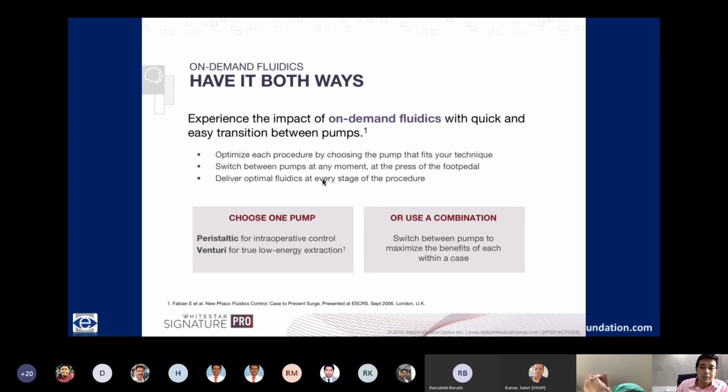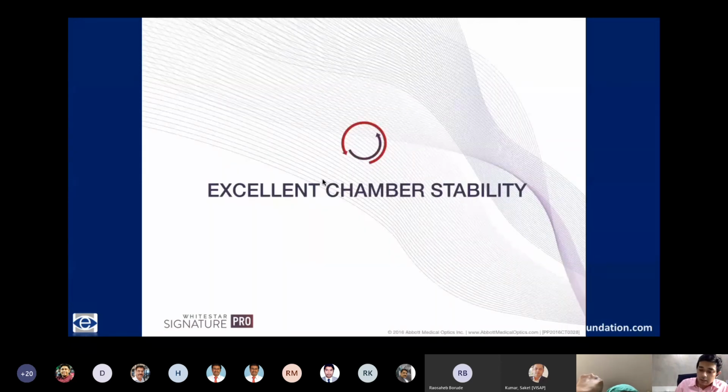I've only recently started using Venturi even for quadrant removal. Earlier, I was just using it for epinucleus and cortex and visco washes. But nowadays, even for quadrant removal, Venturi is working extremely well. The third advantage which I want to talk about is the excellent chamber stability that the Signature Pro gives.